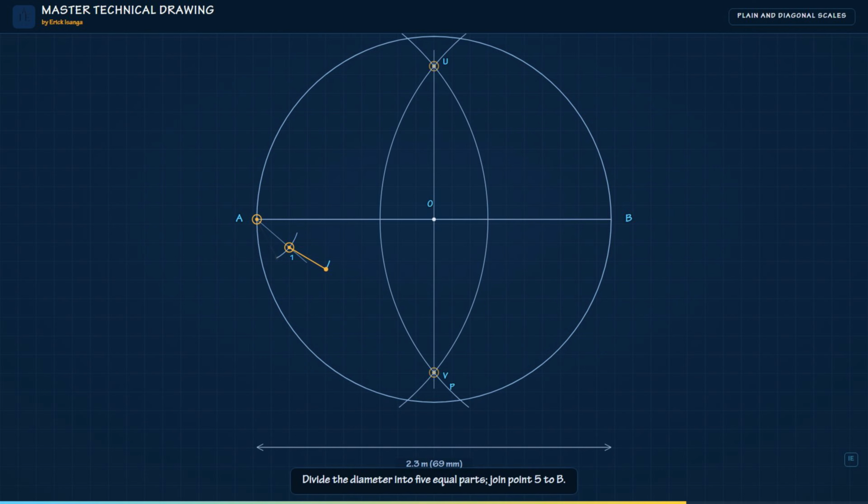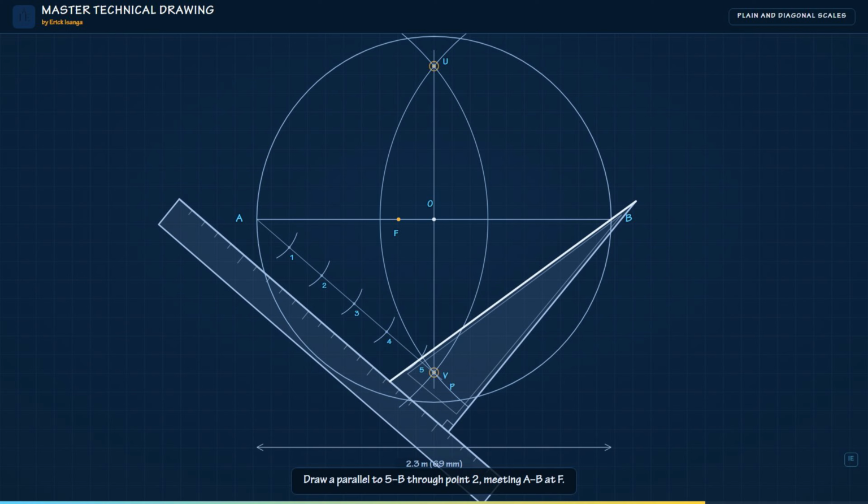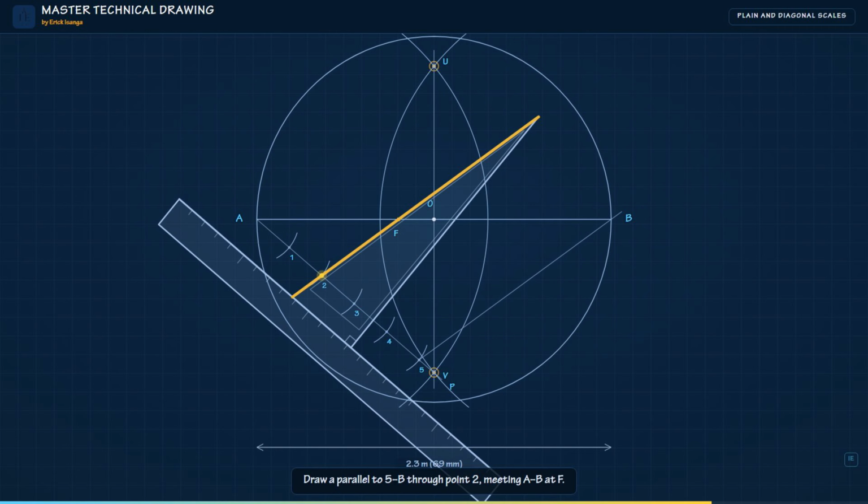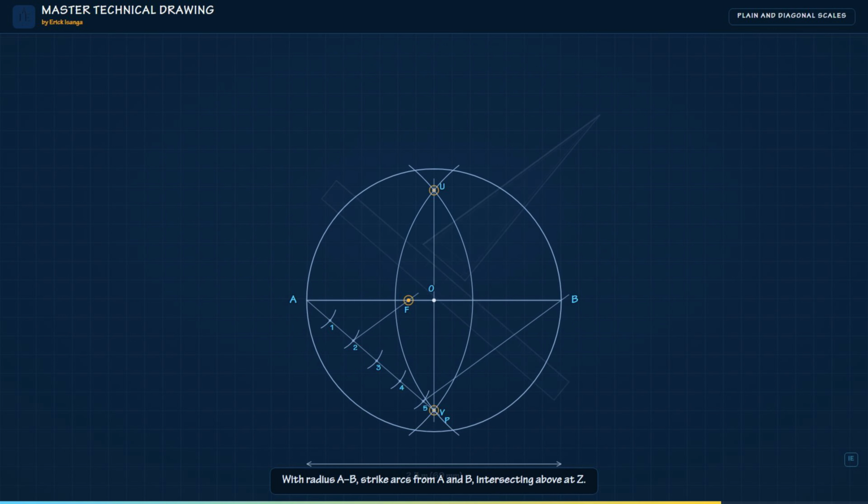From A, draw an auxiliary line and step off 5 equal parts. Join the 5th point to B. For the general method, we use the second division point. With the set square and guide ruler, draw a parallel to 5 to B through the second point, meeting the diameter at F. With radius equal to the full diameter, strike arcs from A and from B. They intersect above the circle at Z.